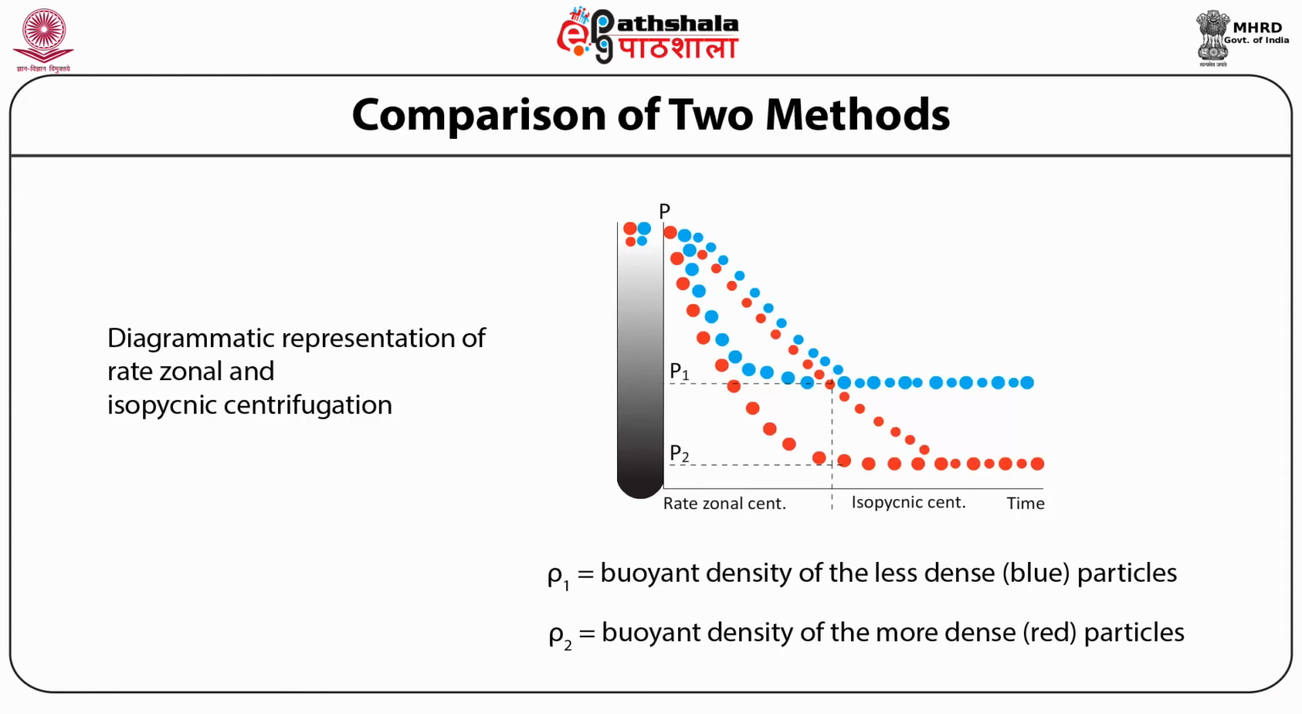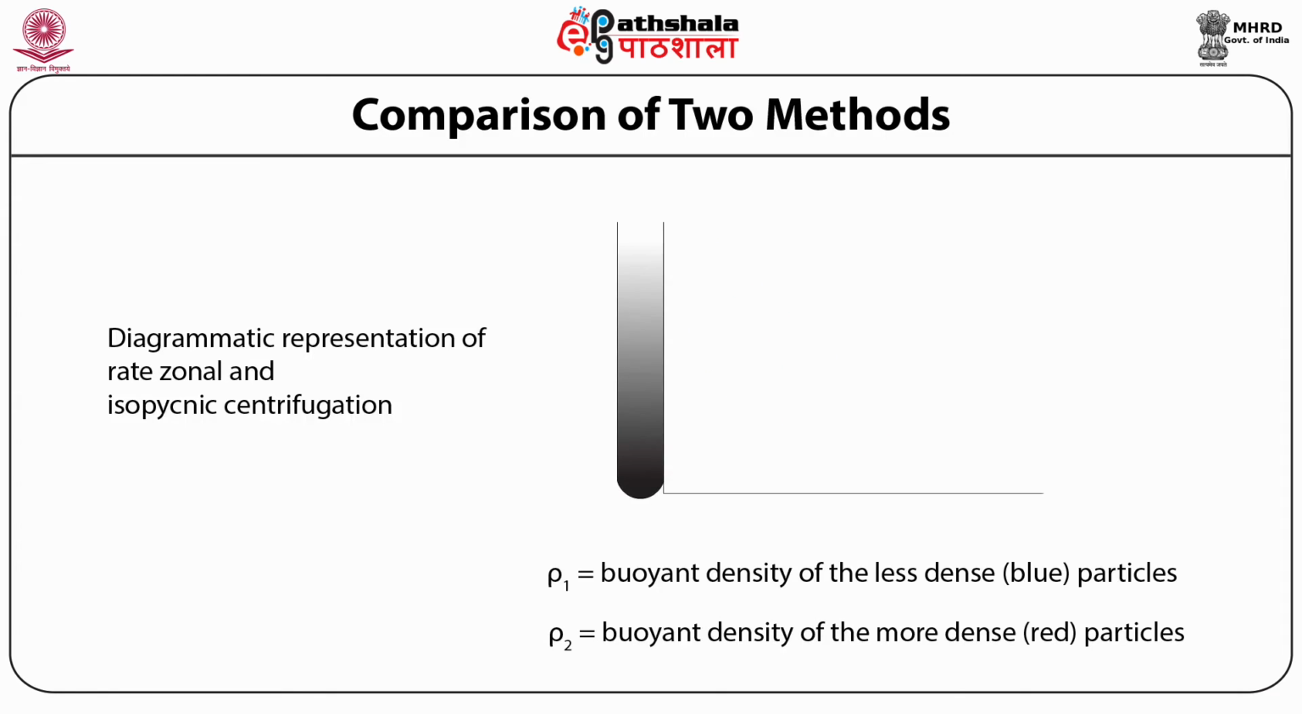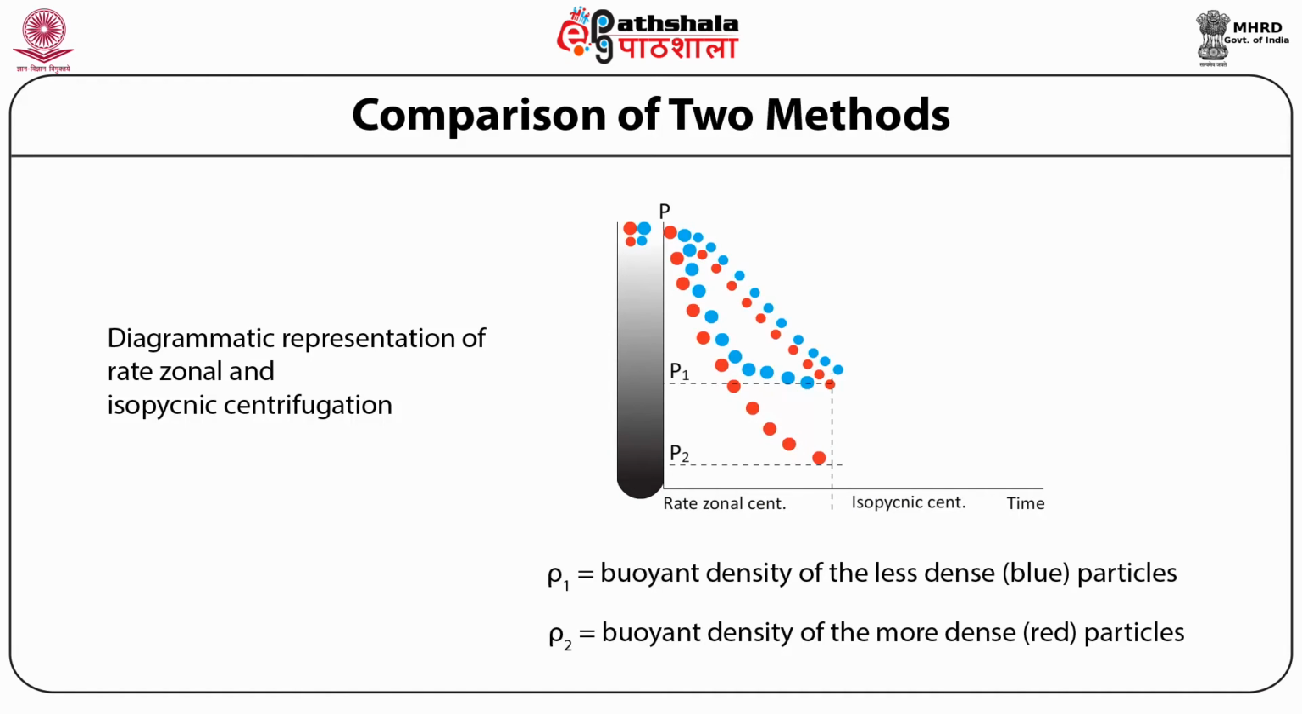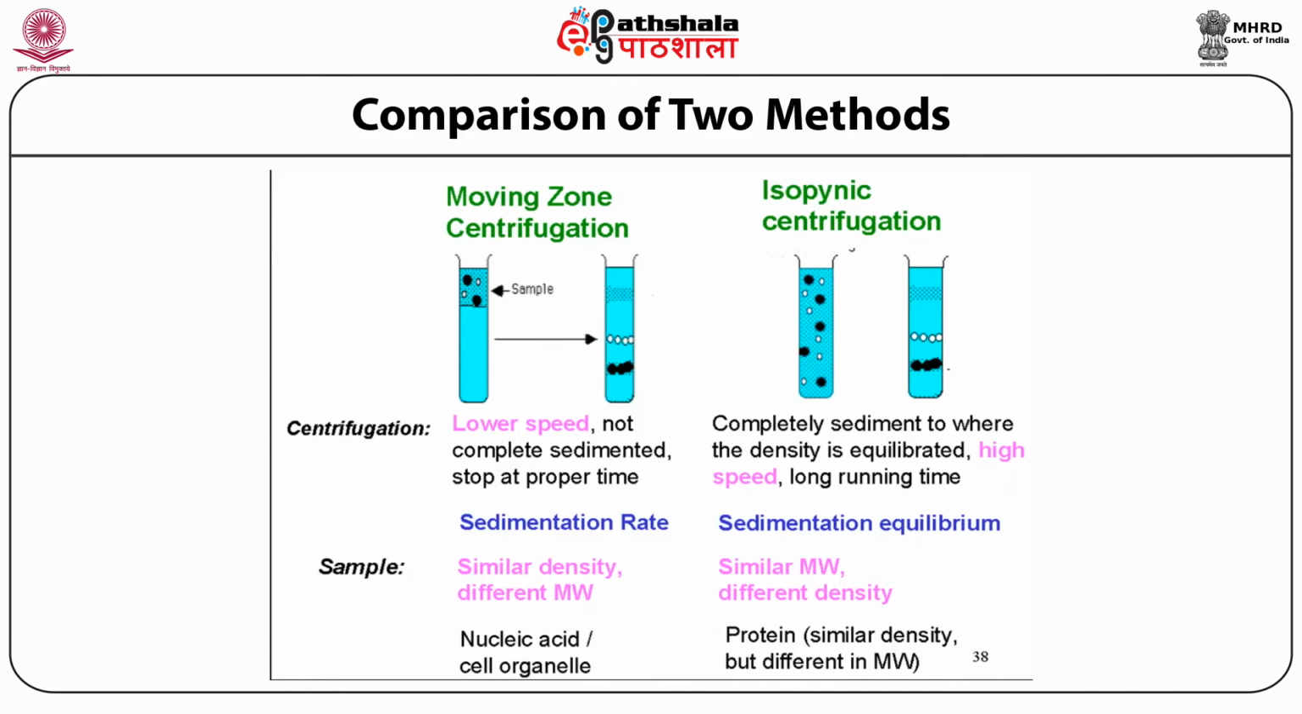So how these molecules are separated: first you can see here, in rate zonal centrifugation and in isopycnic centrifugation, during the course of time the zone changes in the case of rate zonal centrifugation. However, in the case of isopycnic centrifugation, it remains constant. This gives you the comparison of the two methods, the moving zone centrifugation and isopycnic centrifugation.